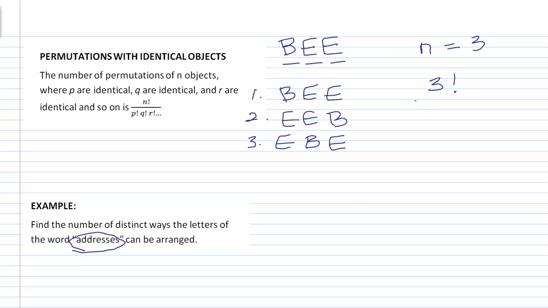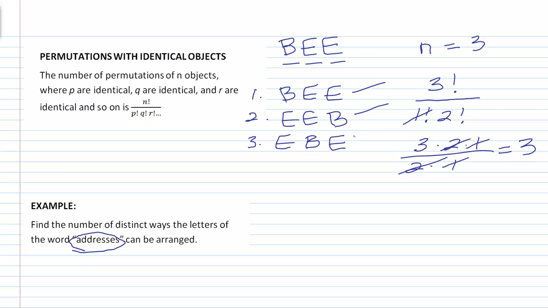So 1 factorial, since there's 1 B, and 2 factorial, since there are 2 E's. And since the value of this is 1, we don't really have to write it. We really only have to write the ones that are the same. That gives us 3 times 2 times 1 over 2 times 1. And that's our 3 ways. And we see our 3 ways here. So when you have more letters, obviously you don't want to have to write them all out, although you could.